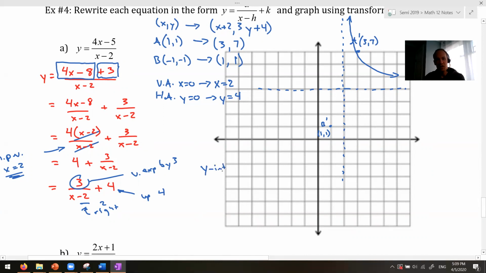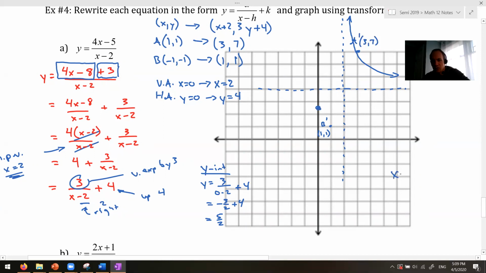The y intercept here, we'll solve for it. Again, we're going to make x equal to 0. So y equals 3 over 0 minus 2, plus 4. So that's negative 3 over 2 plus 4. What's that? Positive 5 over 2. So that's at about 2.5. So I'll mark a point right there.